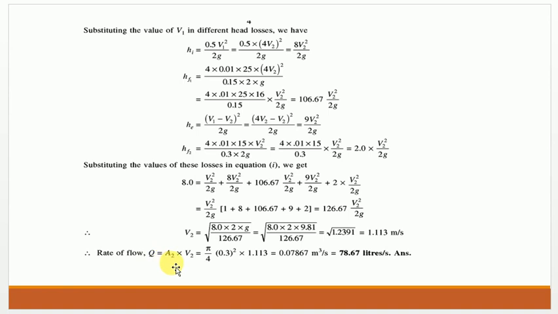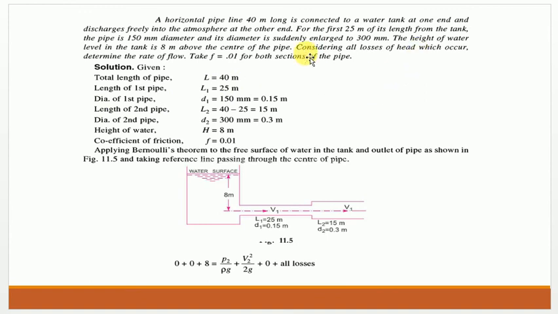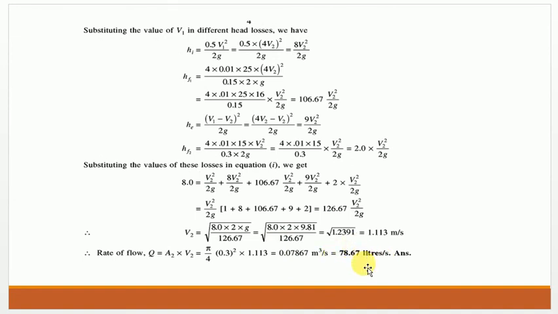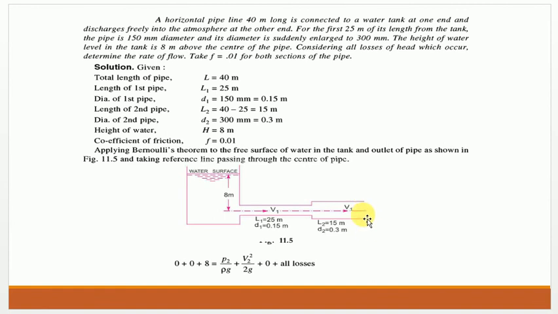So Q will be equal to A2 V2. By substituting this value, we get 0.078 meters cubed per second. Into 1000, we get 78.67 liters per second. Ultimately we've been asked to find, considering all the head losses which occur, the rate of flow. So the rate of flow is determined, which is 78 liters per second, discharged from this pipe.